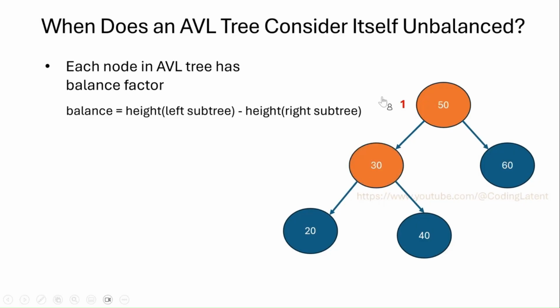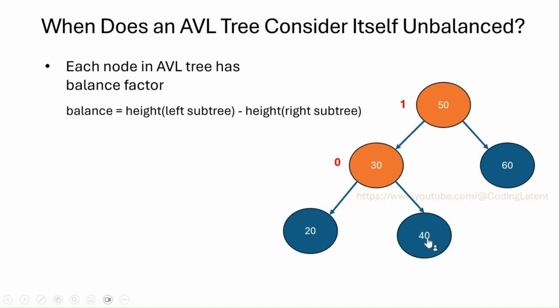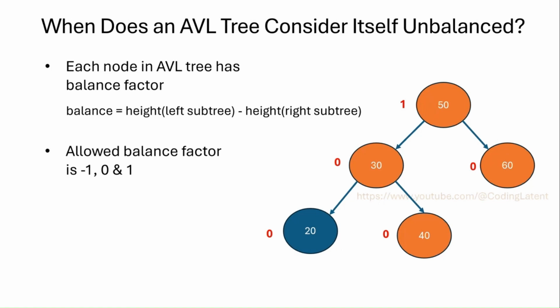Similarly, for node 30, the balance factor is the height of the left subtree minus the height of the right subtree, which is 1 minus 1, so 0. And for leaf nodes, the balance factor is 0 only, because for leaf nodes there are no left and right children. So the AVL tree's allowed balance factors are minus 1, 0, and 1 only. If the balance factor is not one of these values, then the AVL tree considers itself unbalanced.